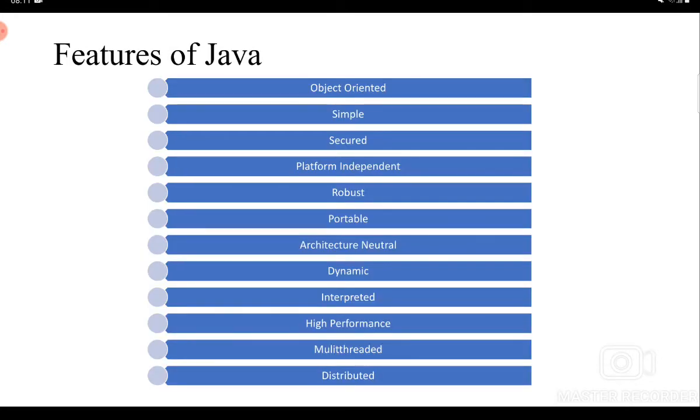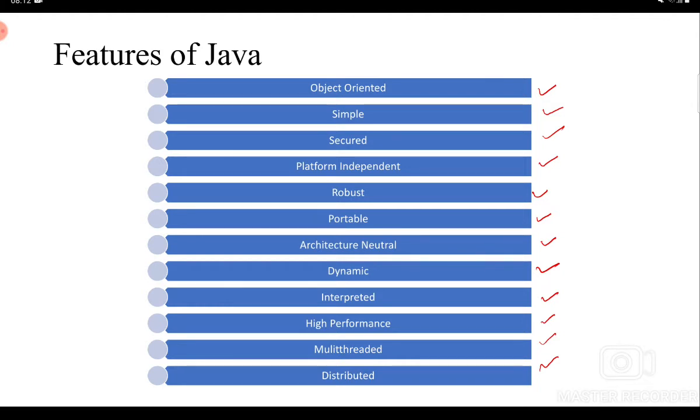Alright, now talking about the features of Java. Java is object oriented, very simple, secured, platform independent, robust, portable, architecture neutral, that is platform independent, dynamic, interpreted, high performance, multi-threaded, and distributed programming language. All of this we will take one by one in our subsequent sessions, but as of today we will just remember these names.